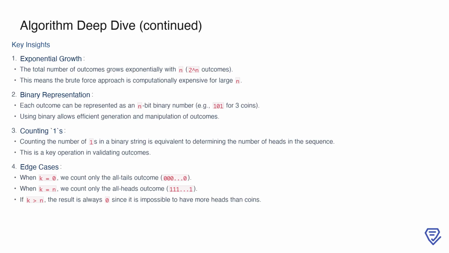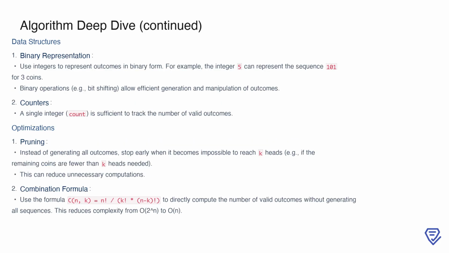If k equals n, only the all-heads sequence, 1, 1, 1, 1, is valid. And if k is greater than n, it's impossible to achieve, so the result is always 0. These insights help us understand the strengths and limitations of this approach. The data structures and optimizations we use can significantly improve the efficiency of solving this problem.